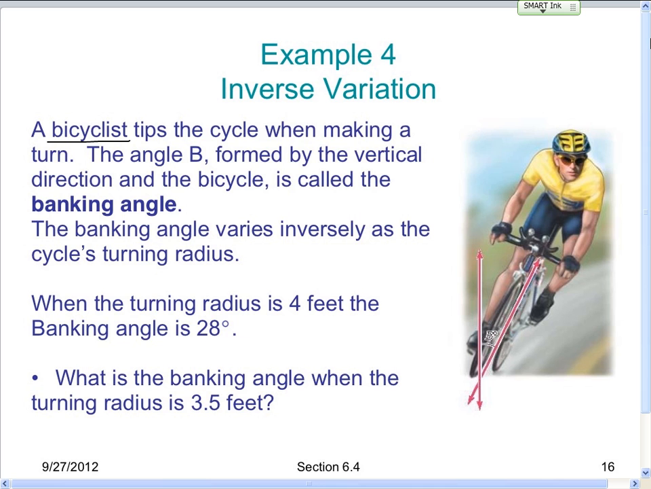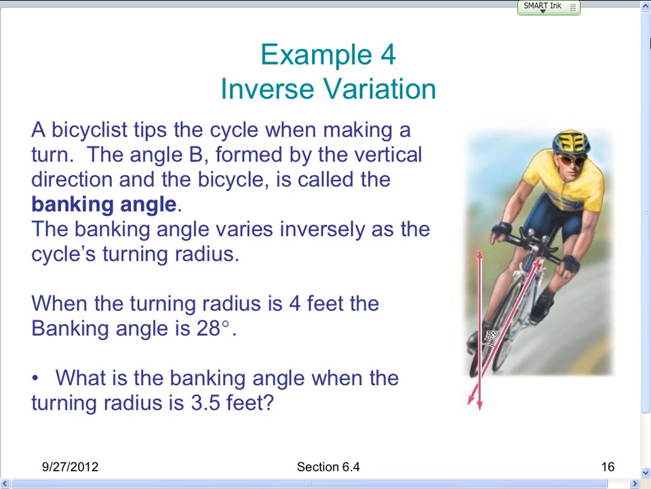A bicyclist tips the cycle when making a turn. The angle B formed by the vertical direction and the bank is called the banking angle. So banking angle right there. The banking angle varies inversely as the cycle's turning radius. So as the angle increases, the radius gets smaller. As the angle decreases, the radius gets bigger.